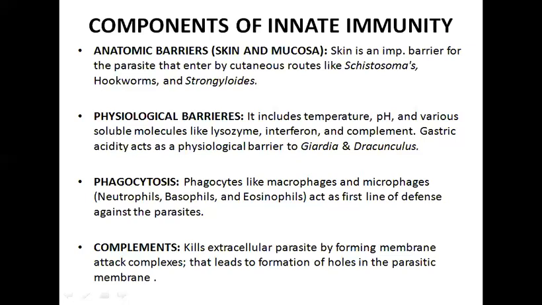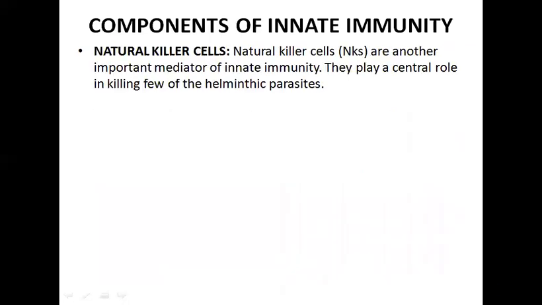Then we have phagocytosis. Phagocytic cells like the neutrophils and macrophages act as the first line defense mechanisms in parasitic infections. Then the complement system is present in the blood, which will kill the extracellular parasites by forming the membrane attack complexes. Then we have the natural killer cells. These are important in killing the helminthic parasites.